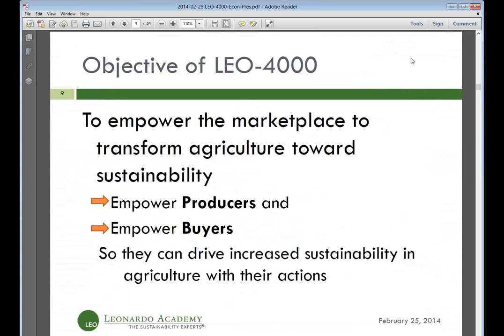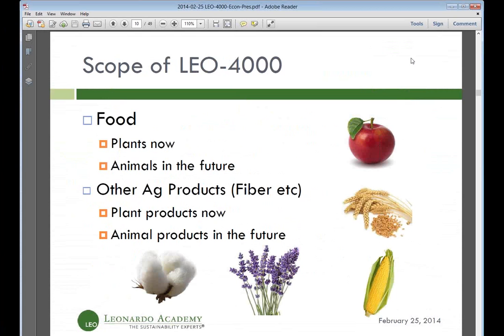The objective of the standard is to empower the marketplace to transform agriculture towards sustainability. To do this, it empowers producers to clearly be able to document and communicate their sustainability achievements, and to empower buyers to use that kind of information to select the producers that they want to buy things from. This empowers both producers and buyers to be drivers in increasing sustainability in agriculture with their actions.